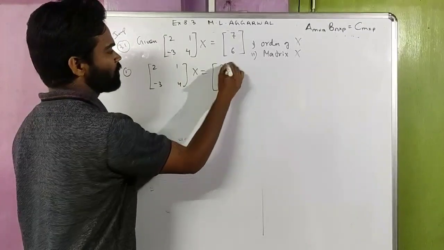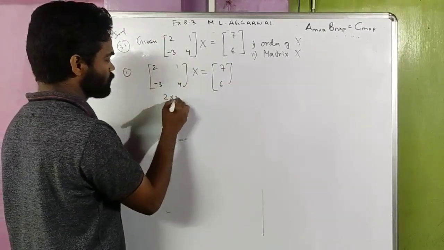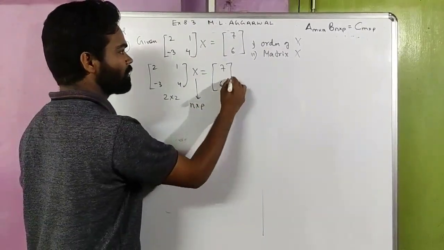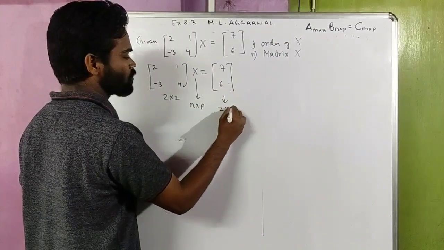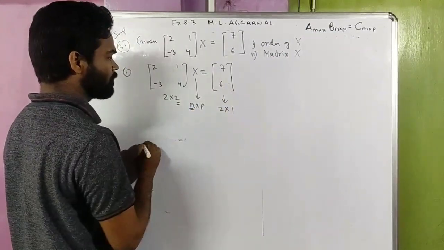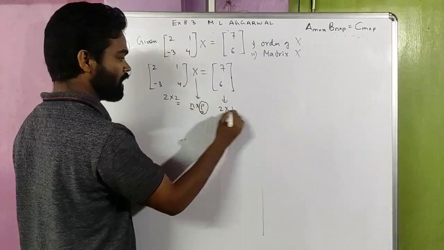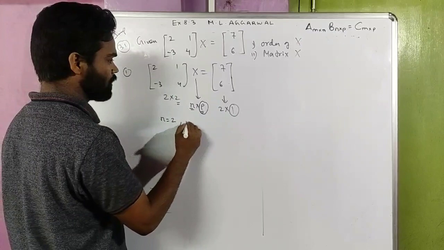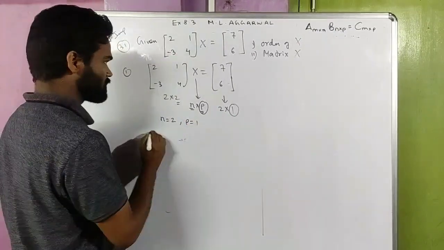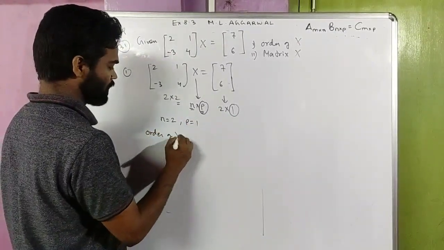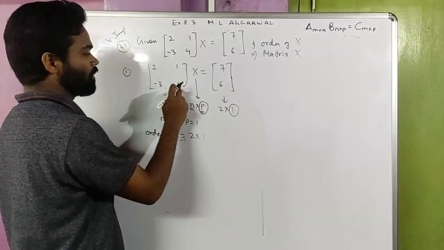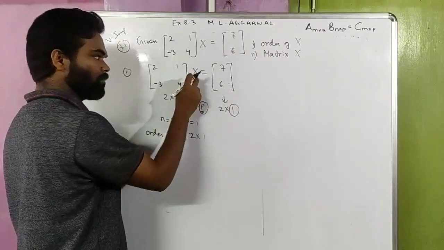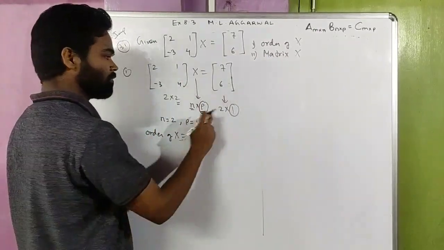Now the order of this matrix is 2 cross 2. The order is n cross p, remember, and this is 2 cross 1. We know this and this are equal, and this and this are equal. You can see that, which means n equals 2 and p equals 1, which means the order of X is 2 cross 1. Remember, the column of this and the row of this are equal, and the column of this and the column of this are equal. Clear?